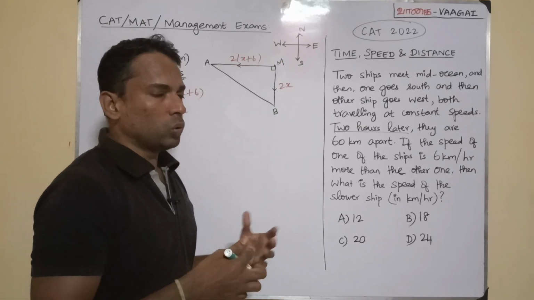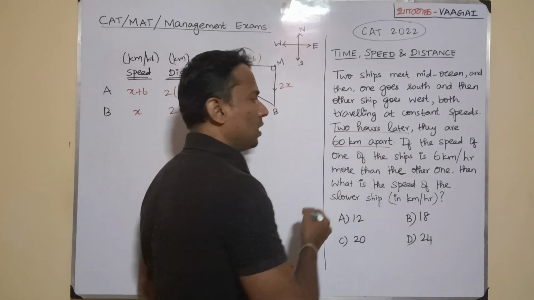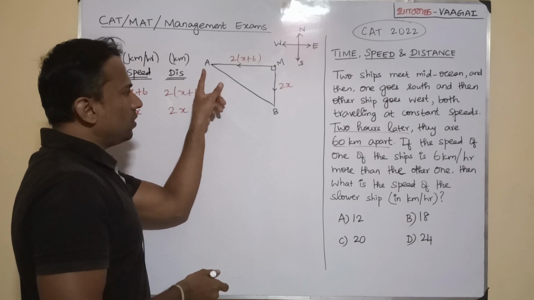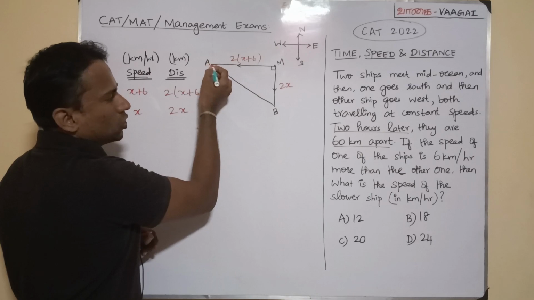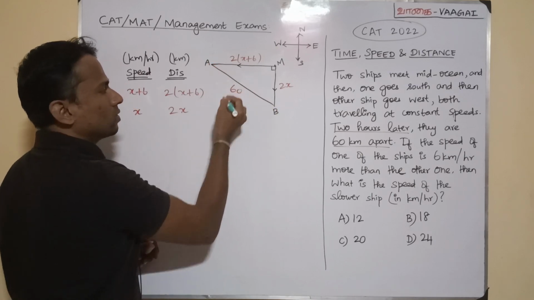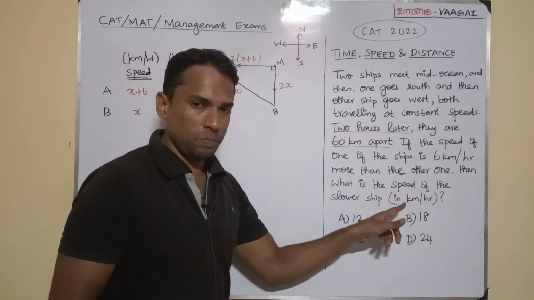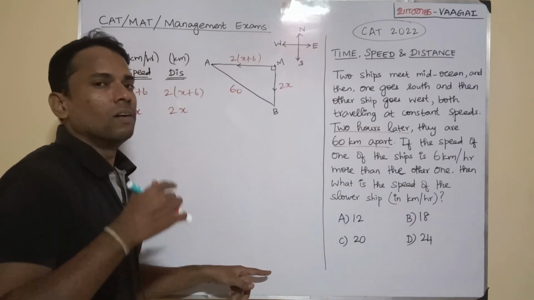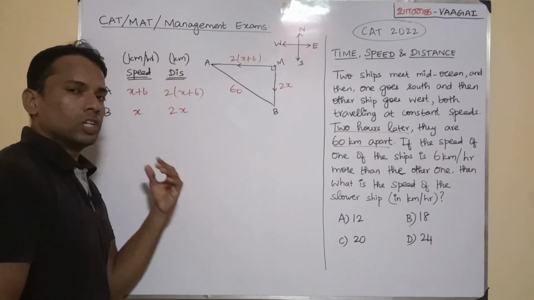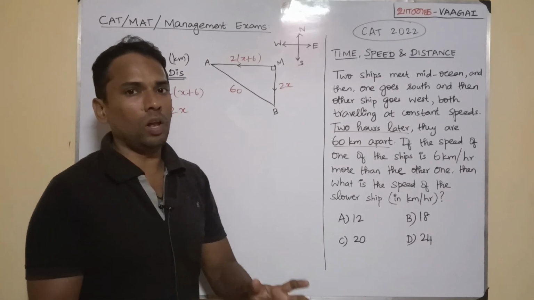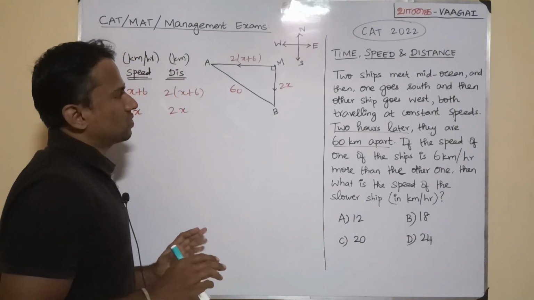At the end of 2 hours, they are going to be 60 kilometers apart. That means the distance between the two ships is 60 kilometers. The line that joins A and B is going to be 60 kilometers. Now we need to find the speed of the slower ship in kilometers per hour, which means we need to find the value of x, because x, as per our assumption, is the speed of the slower ship. We just need to solve for x and that will give the answer for the problem.